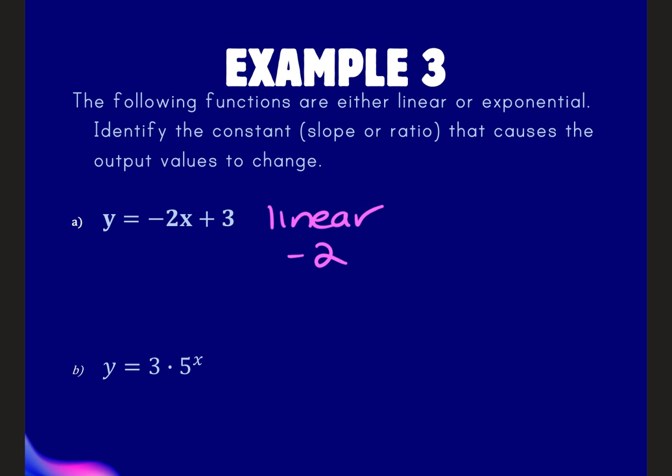Good. All right, then B, is that linear or exponential? Exponential. What's the ratio? 3 is your initial value. That's your A1, right? That's your initial value. So what's your R? 5.